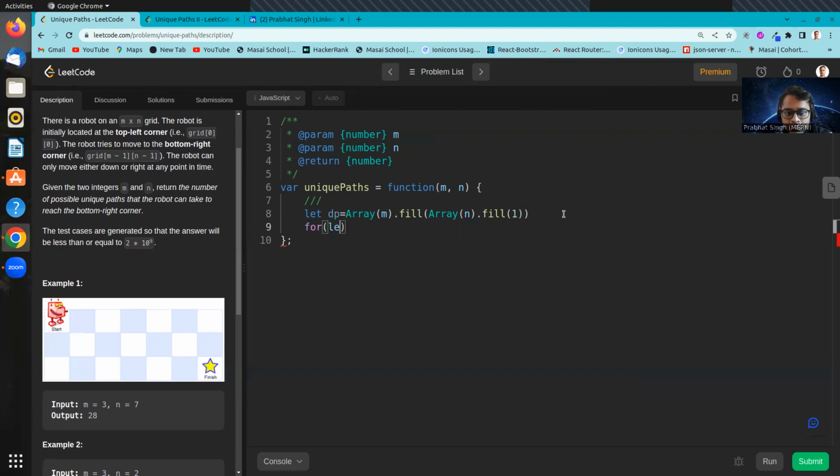So now a for loop. Let row equal 0, not 0, 1, because I'll tell you why. Row is less than m, and row plus plus. Okay. Let col equal 1, col less than n, col plus plus. Yeah, fine.